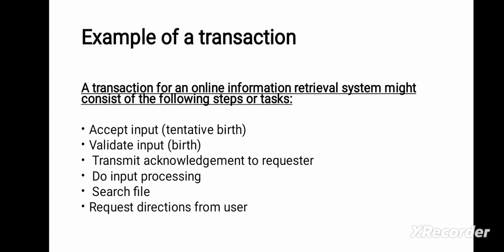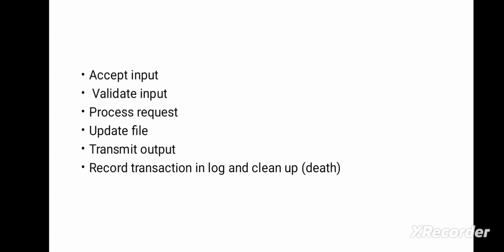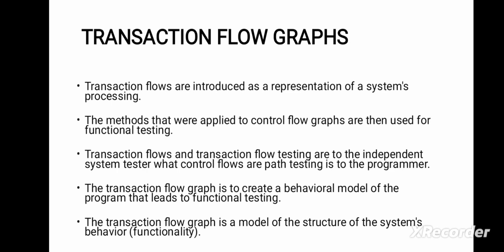For example, an online information retrieval system consists of certain transactions like accepting input, validating that input, and afterwards doing certain input processing like searching, requesting particular directories from the user, processing the request, updating many things, etc. With the help of a transaction flow graph, we can show how the transaction is carried out throughout the entire system during processing.